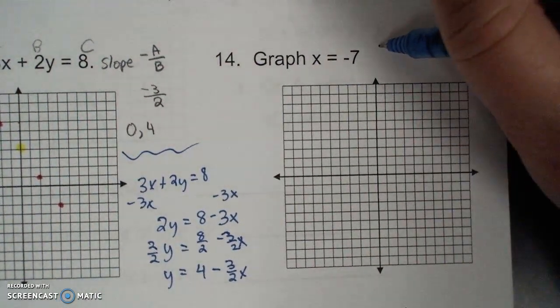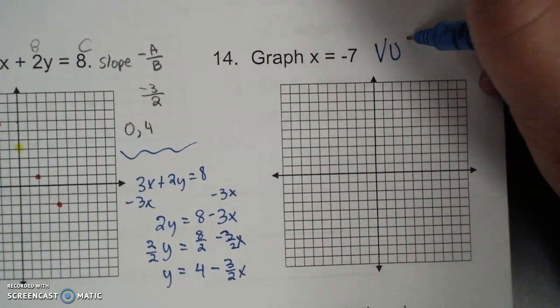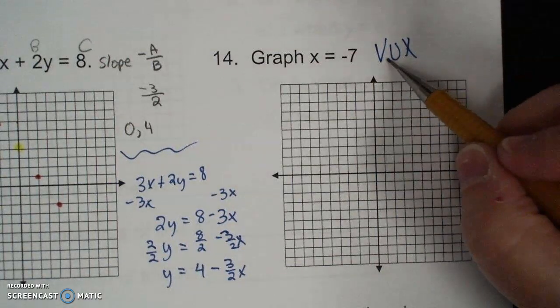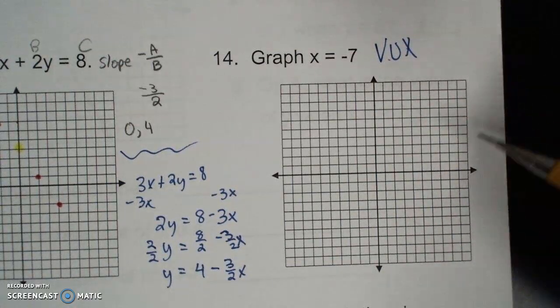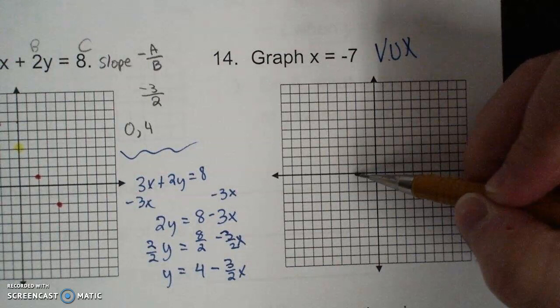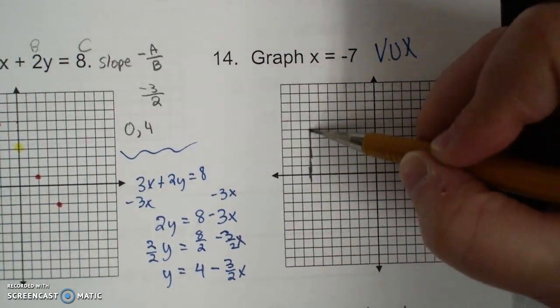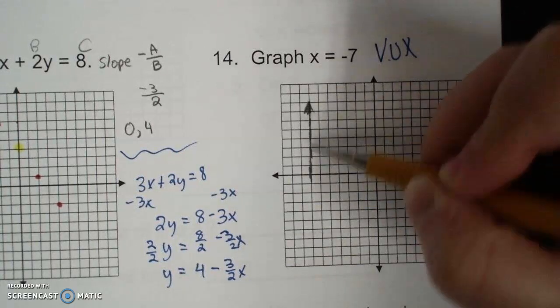Next, x equals -7, because x equals is what that x is for. That means it's a vertical line at x equals -7. 1, 2, 3, 4, 5, 6, 7, and it's a vertical line.